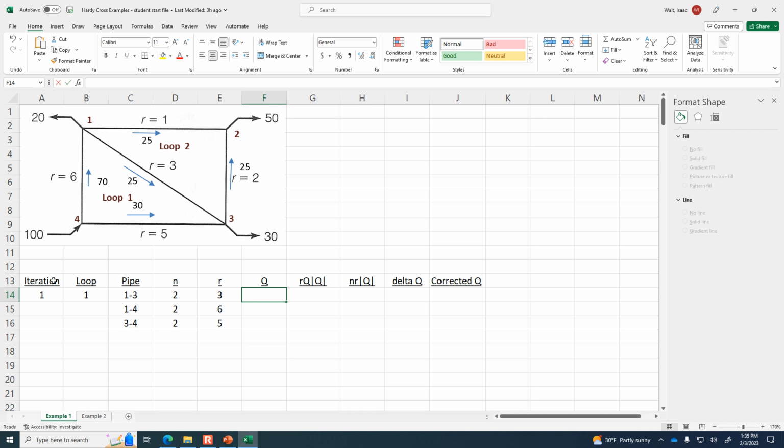So for me, it's 25 is the flow rate through pipe 1-3, because it's in the direction of flow, so positive 25. Now what about 1-4? It's in the same direction that I'm assuming is positive, so I'm going to put in 70. But in pipe 3-4, it's going against the clockwise direction, so I'll type in minus 30 for the flow quantity there.